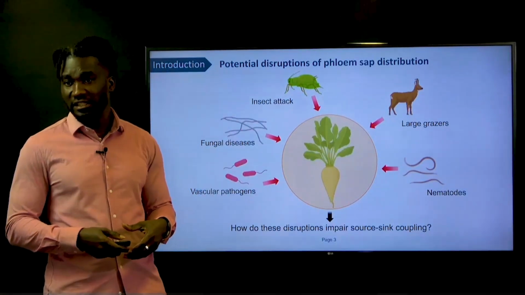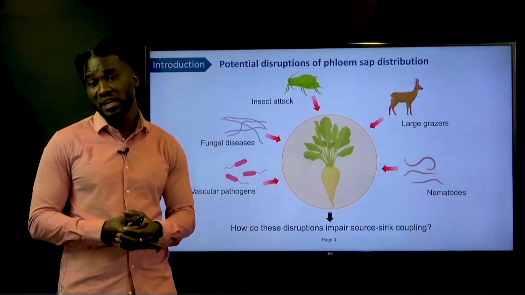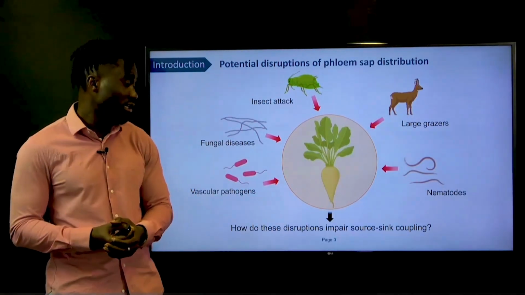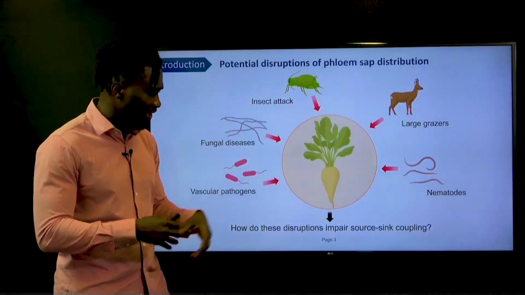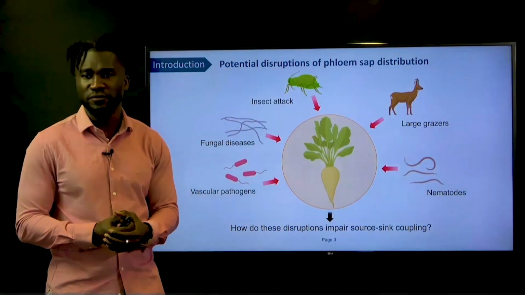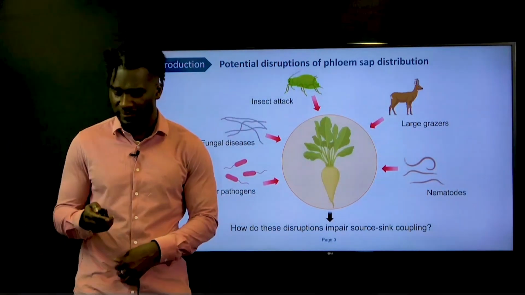Notwithstanding, the extent to which these stresses impair carbon allocation dynamics remains insufficiently understood, and my doctoral research was dedicated to uncoupling some of the effects of these interactions as I've depicted here.